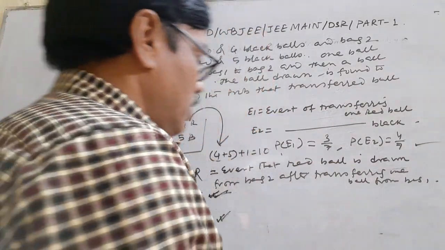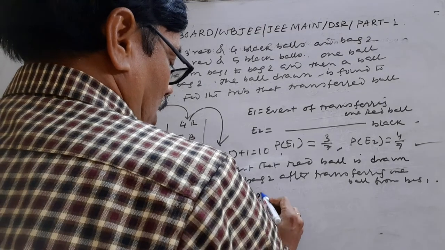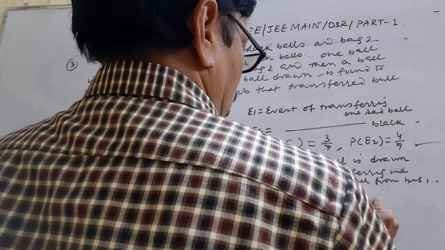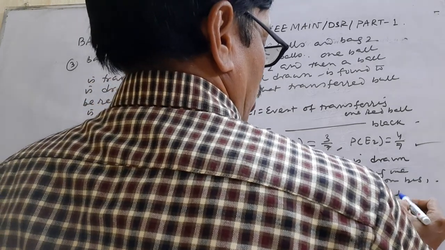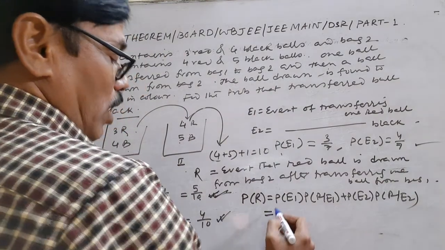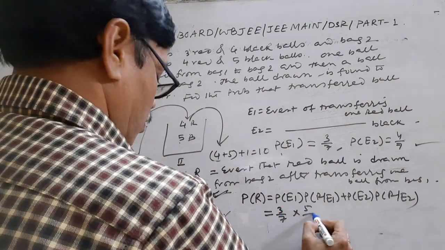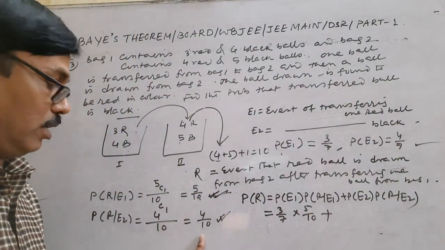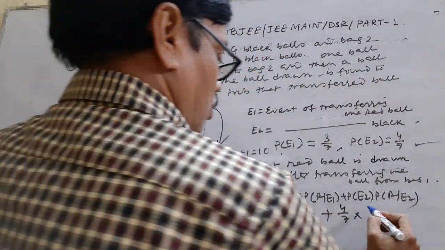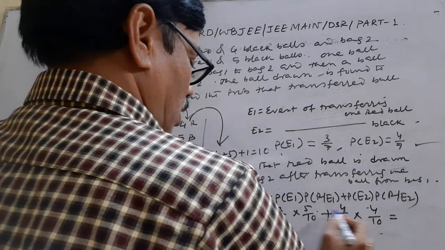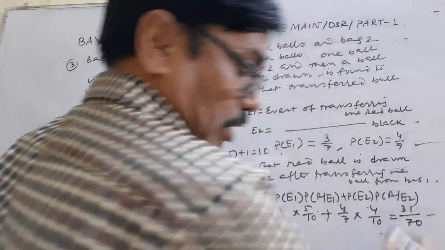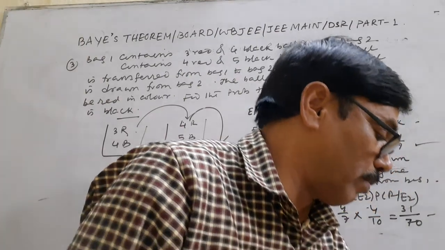So now what is the probability of red ball? So this is total probability: P(E1)P(R|E1) + P(E2)P(R|E2). Look, put the values. What is P(E1)? 3 by 7. P(R|E1) is 5 by 10. P(E2) is 4 by 7. P(R|E2) is 4 by 10. So 15 plus 16, 31 by 70. So 31 by 70.